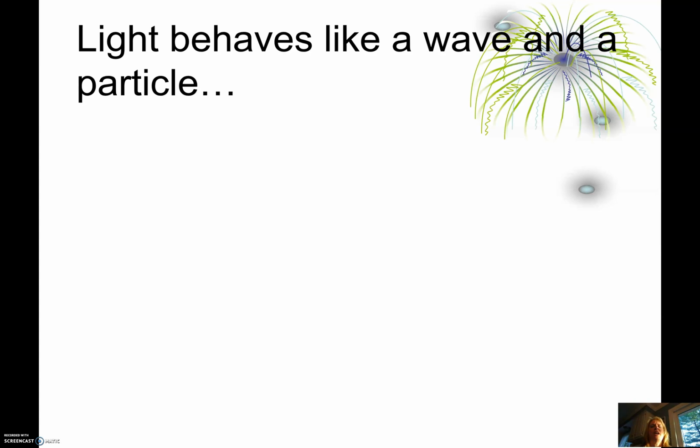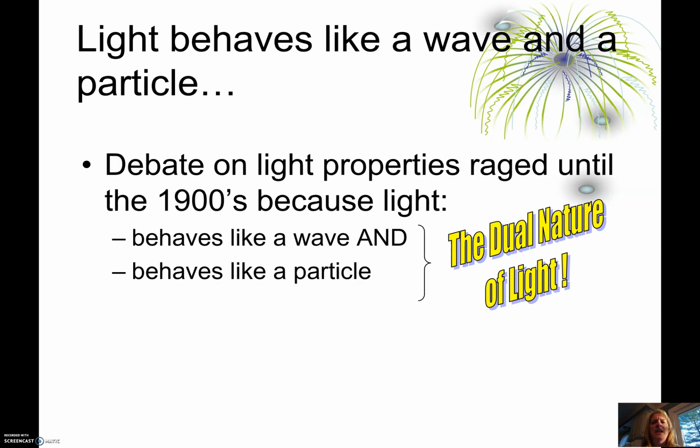Now what? But wait, I said that light behaves like a wave too. So it's a wave and a particle? How can that be? Well, this debate raged on for a long time because you run some experiments, light's a wave. You run some experiments, light's a particle. And so it took a long time before we could wrap our head around the fact that light could be both, that light has a dual nature.